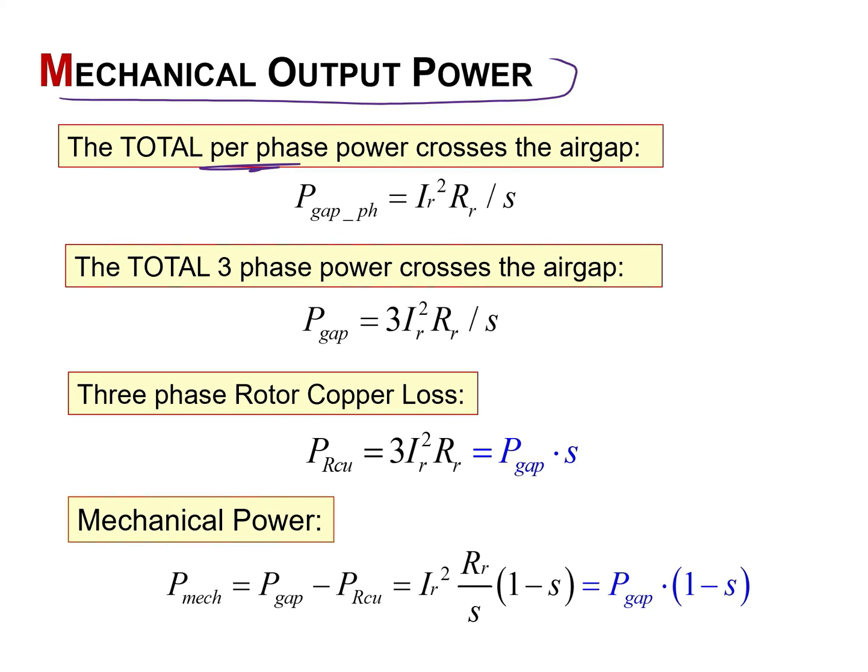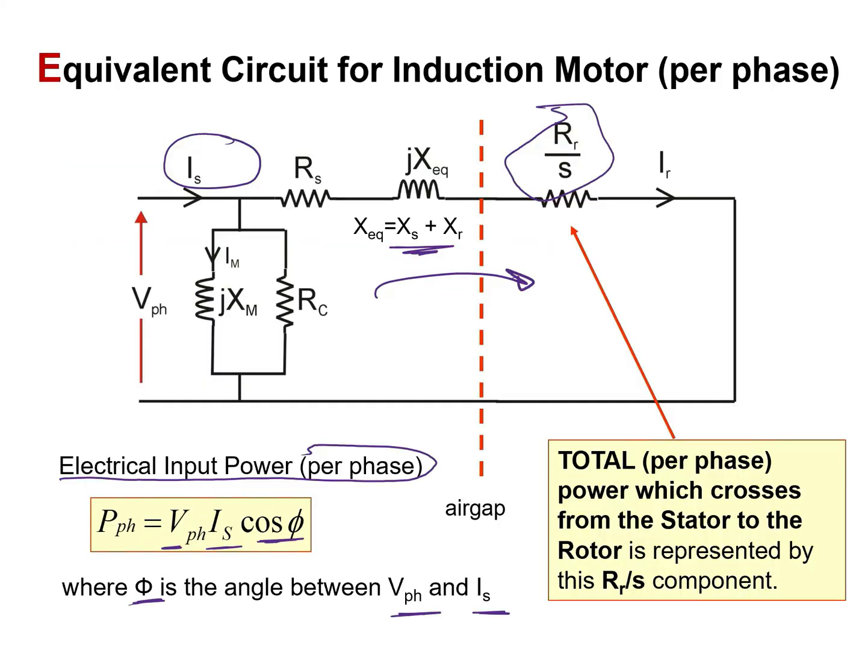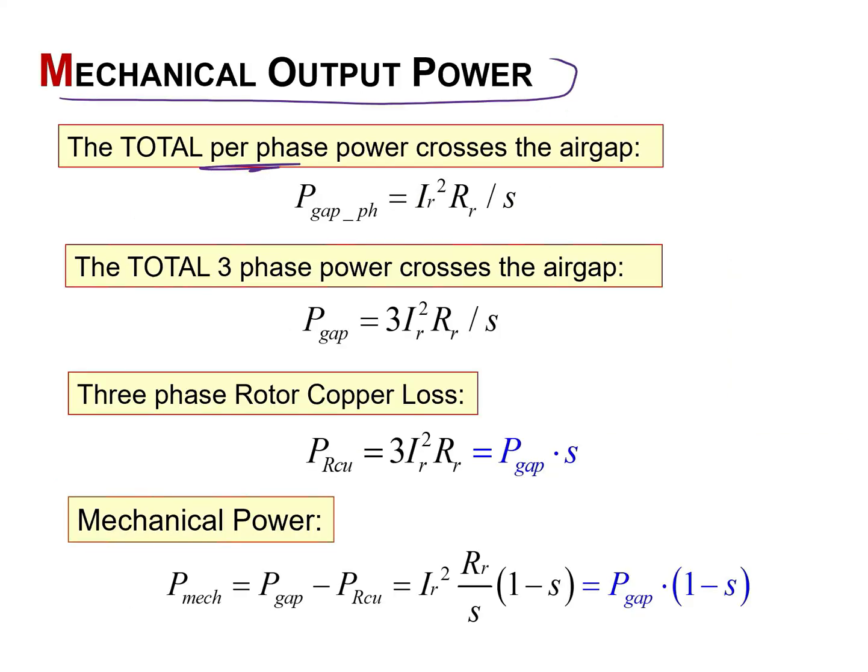Remember that the component that affects the power is this component over here. So once the power crosses the air gap, we can say that its value is the rotor current squared multiplied by the rotor resistance divided by S. So we call this the power that crossed the air gap per phase. Now, if we want to calculate the total power for the three phases, we just multiply that value by 3. And then we have the three-phase power, which crosses the air gap.